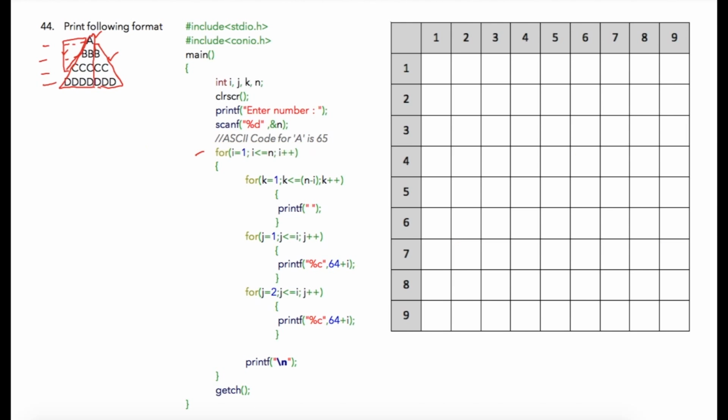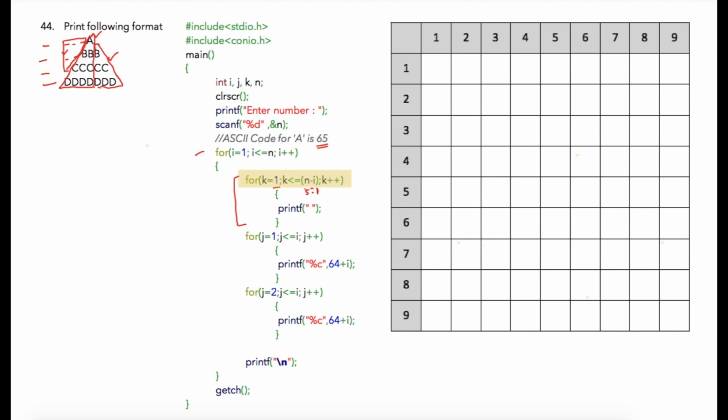So to start printing from A, we are going to use the ASCII value of A, which is 65. I'm using the K variable for printing spaces. As we have seen earlier, we just need to loop this from 1 to n minus 1. Suppose the user has entered 5, so 5 minus 1 is 4. So the loop will be executed from 1 till 4.